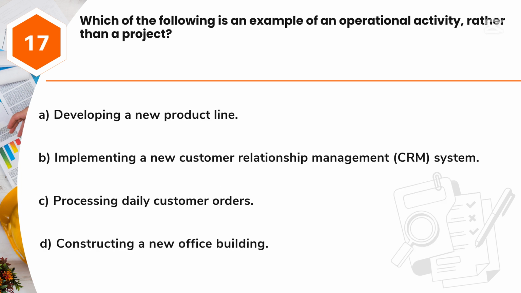Question 17. Which of the following is an example of an operational activity, rather than a project? A. Developing a new product line. B. Implementing a new customer relationship management (CRM) system. C. Processing daily customer orders. D. Constructing a new office building.